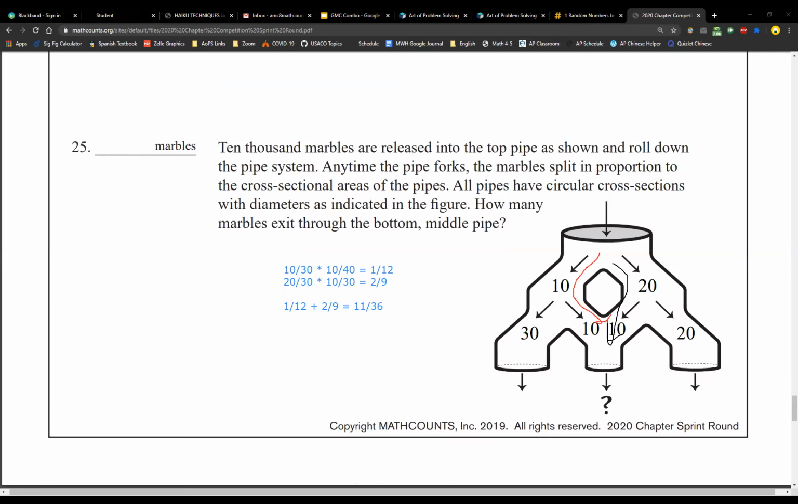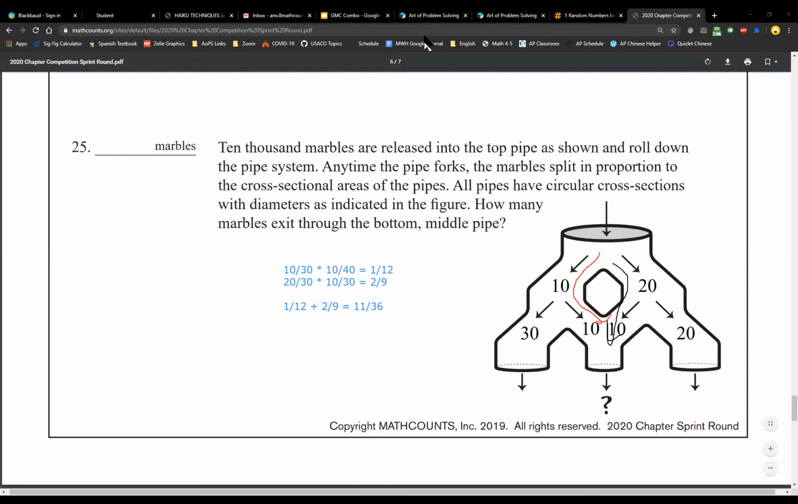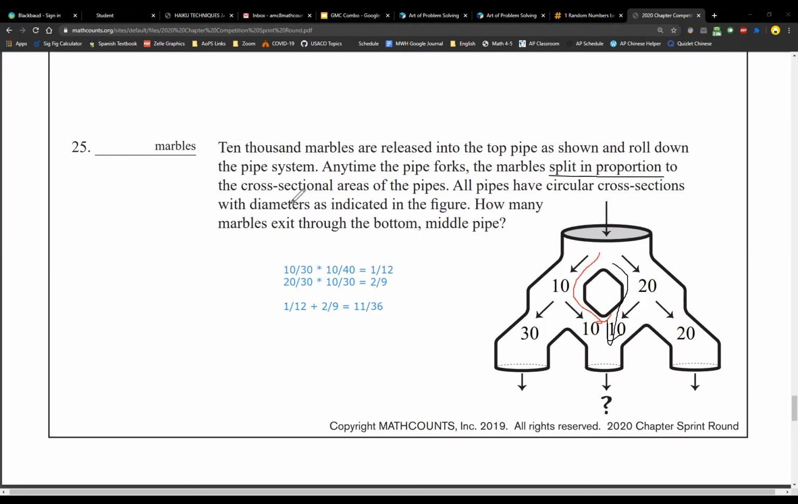Wait, Charlie said to square it? Oh wait, this is so bad. Wait, this question's very troll. All right, so if we read this again, it's split in proportional to the cross-section areas. And then these are the diameters. So we actually have to square all of these numbers. Let's just do this. 1/12 squared.